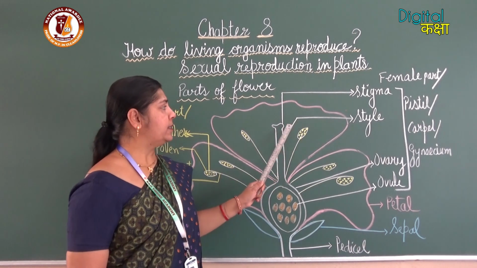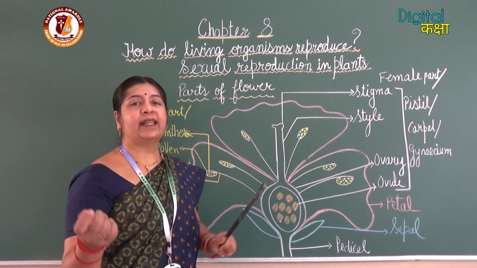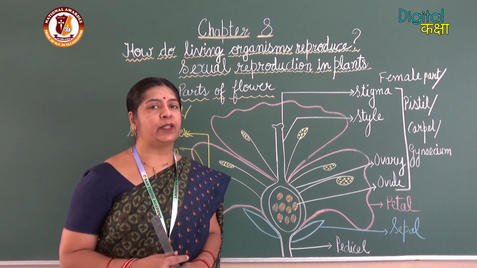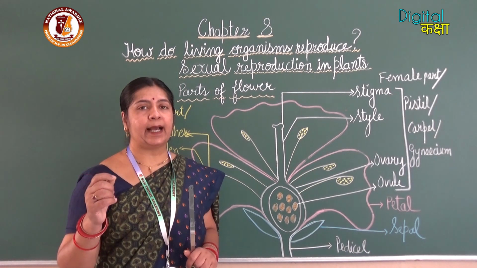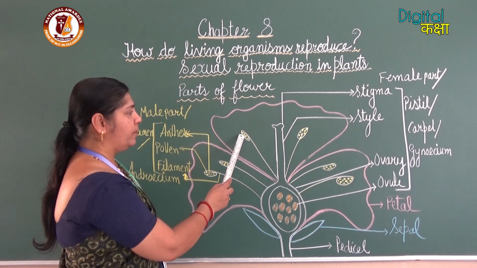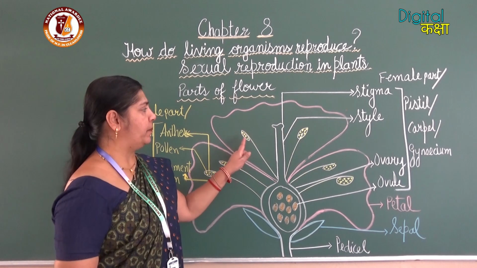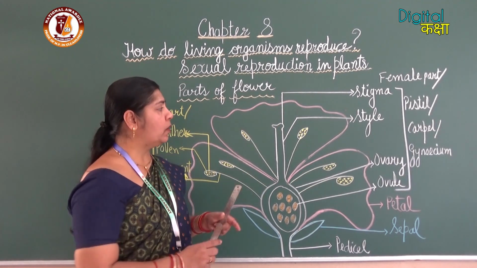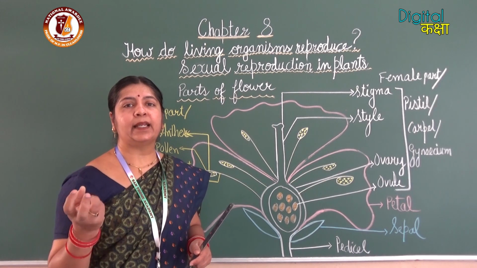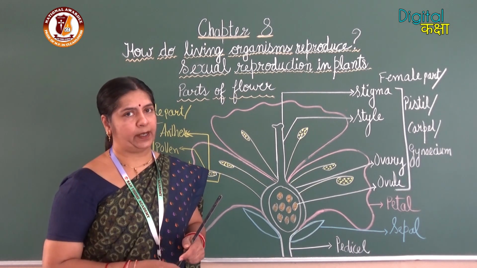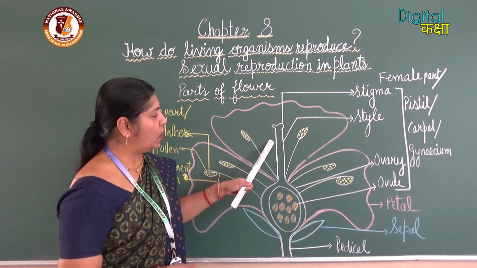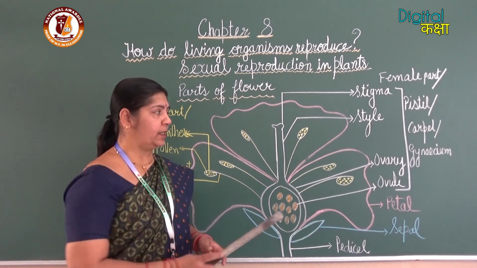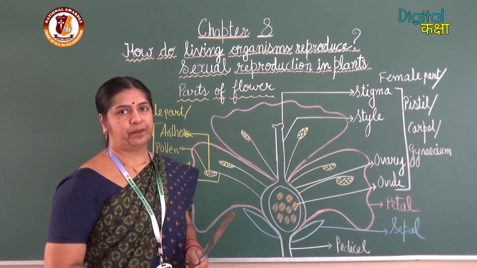Stigma is the tip and it is sticky in nature. It is sticky because when pollination takes place, at that time pollen will fall from the anther onto the stigma. It will be transferred from anther to stigma. So the stigma is sticky in nature to hold the pollen. After that, the long tube is known as style. Style connects stigma and ovary.